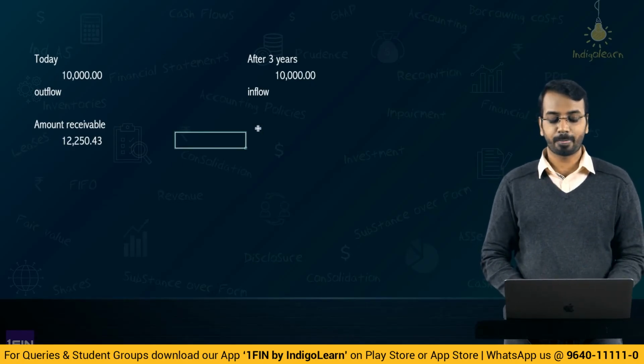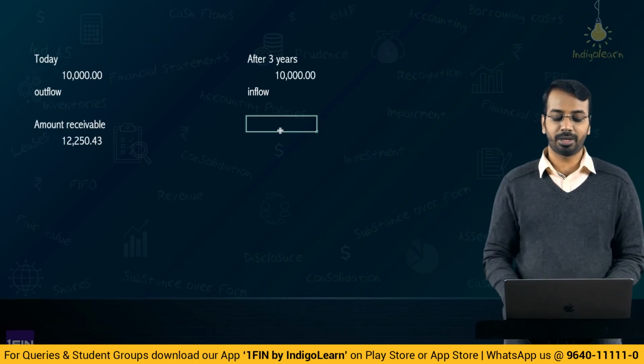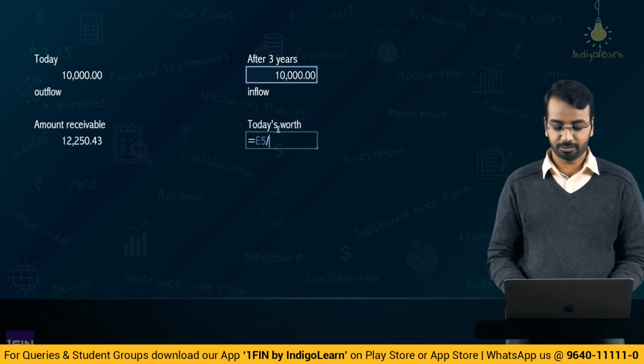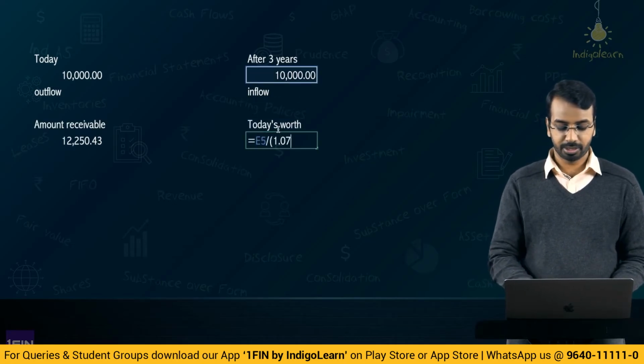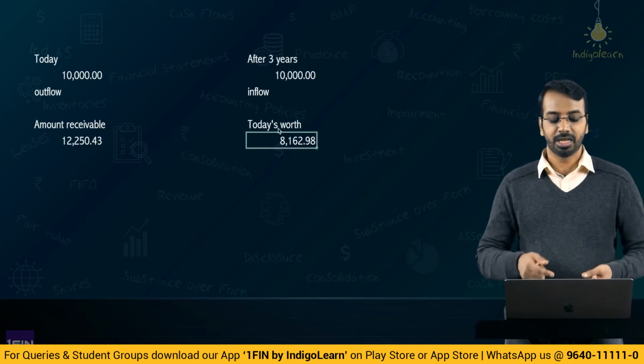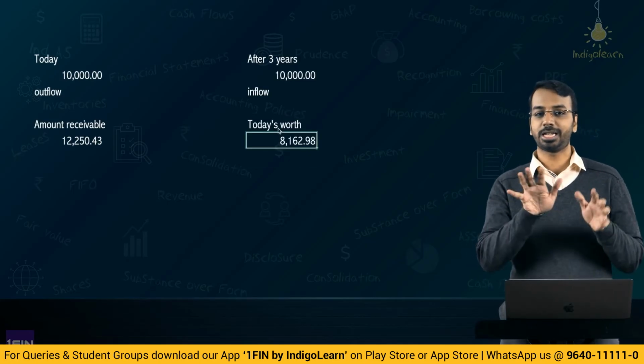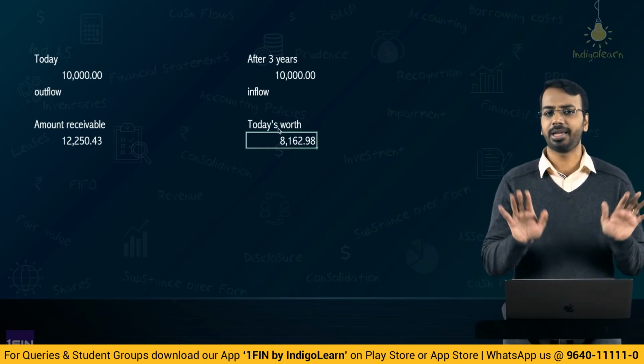Or will you say 10,000 is the amount receivable after 3 years, so today's worth is 10,000 divided by 1.07 to the power of 3. Basically, will you do a compounding on 10,000 or will you do a discounting on 10,000? That is what you need to remember and make it right in your heads.